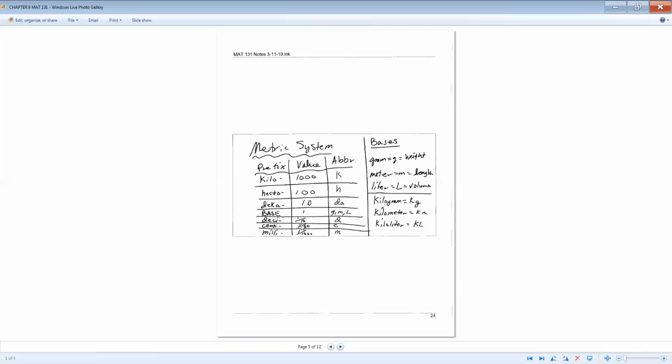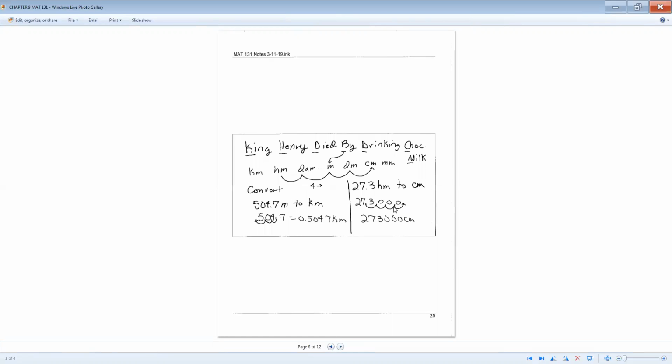And notice the order is going to matter. It increases by 10 and decreases by 10 accordingly. So the order has to matter in that value factor. We have "King Henry died by drinking chocolate milk," which will be a way that we can remember the order of our conversion. So K is kilo, hecto, deca.